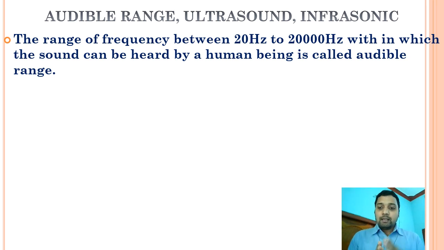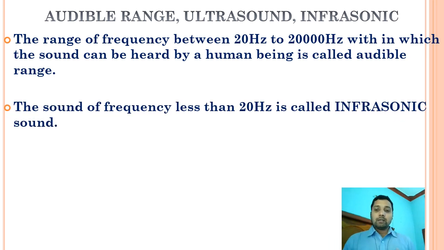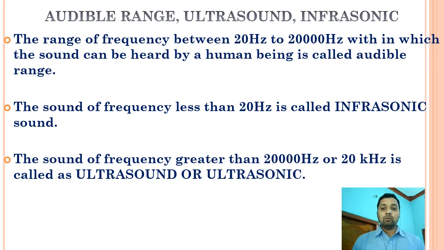If it is vibrating less than 20 Hz or more than 20,000 Hz, the human ear will not be able to hear that sound. So our audible range is 20 to 20,000 Hz. When the sound is less than 20 Hz, we call it infrasound or infrasonic. When the sound is more than 20,000 Hz, it is called ultrasonic or ultrasound.